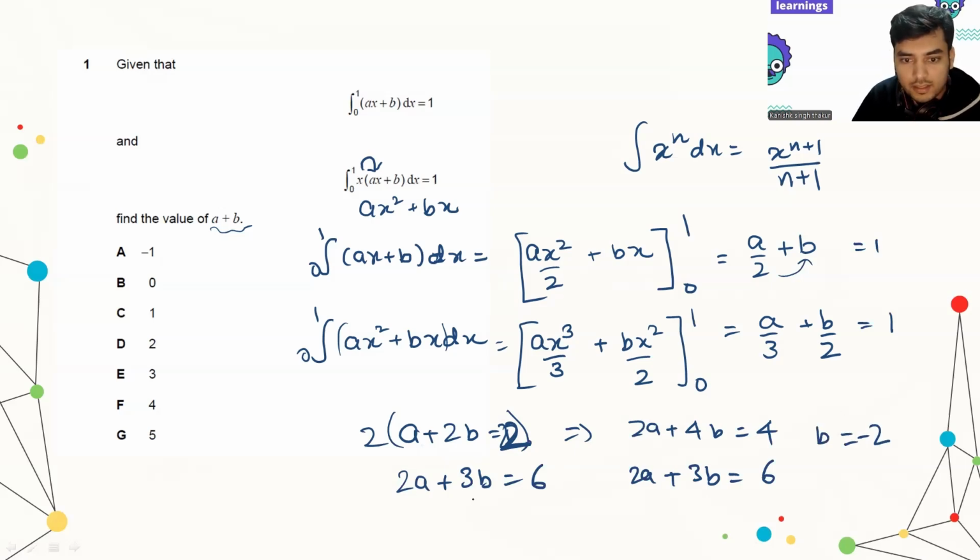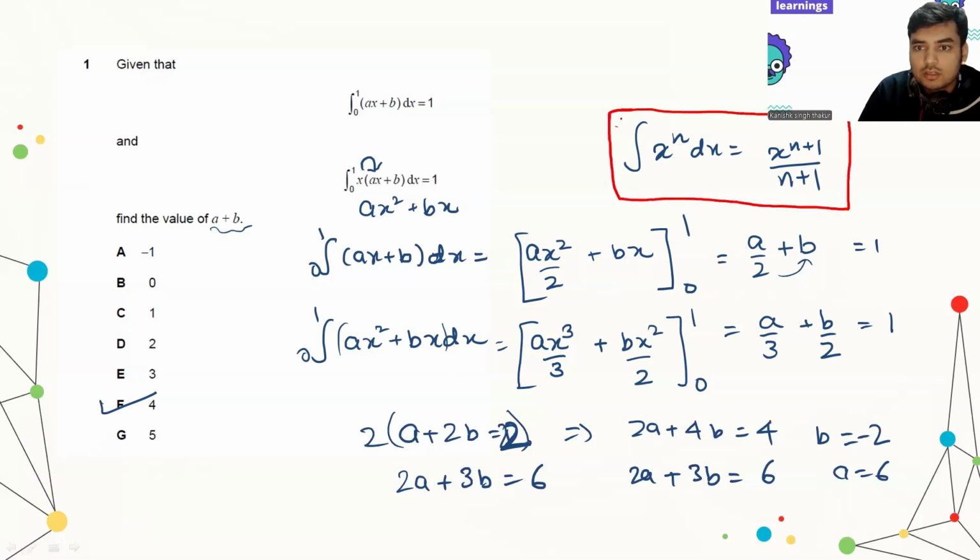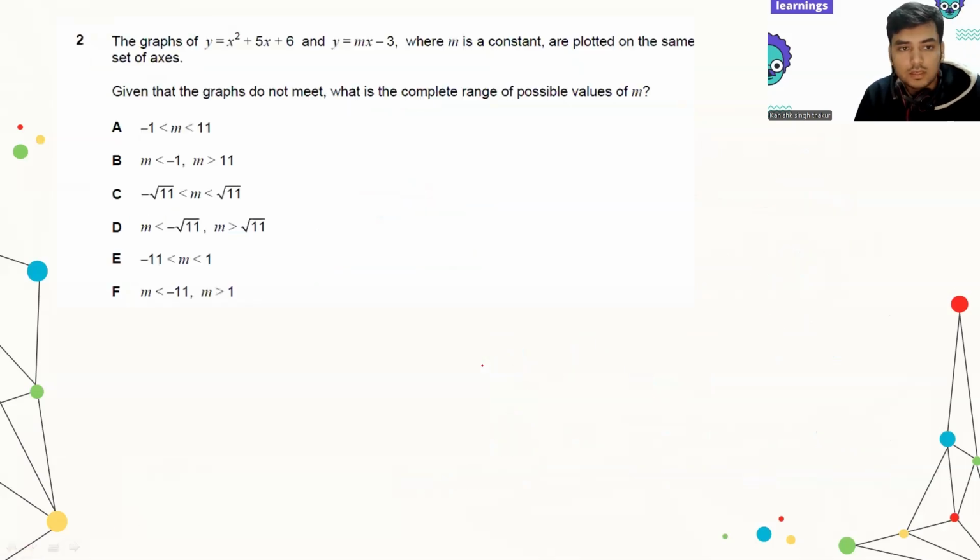And then a, I get it as 6, right? So 6 minus 2, I get it as 4. Right. Now you have so many options, we cannot judge it. Any kind of option elimination cannot be done here. So I hope you must have got this, right? And the thing to remember here is that integration of x to the power n is actually equal to x to the power n plus 1 upon n plus 1.